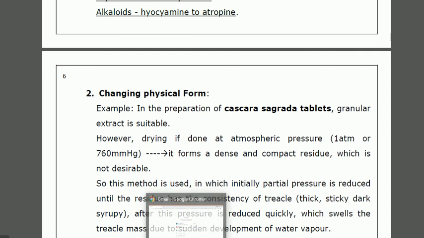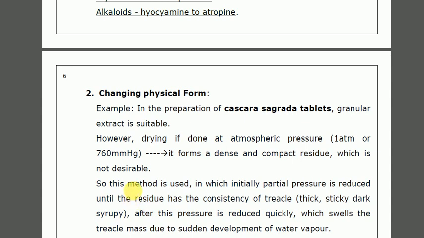The second application is changing physical form. Here we can take an example: in the preparation of Cascara Sagrada tablets, granule extract is required, not the powdered form. Sometimes powder does not get compressed very easily, so granules are required. However, if you are drying it at atmospheric pressure, that is 760 mmHg, it forms a dense and compact residue. What is the meaning of dense? Very close residue, which is not desirable.